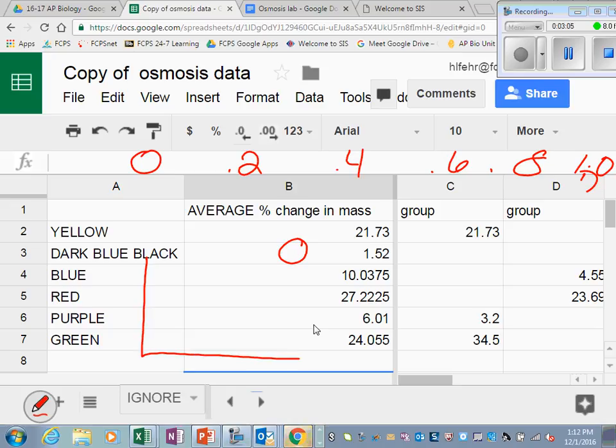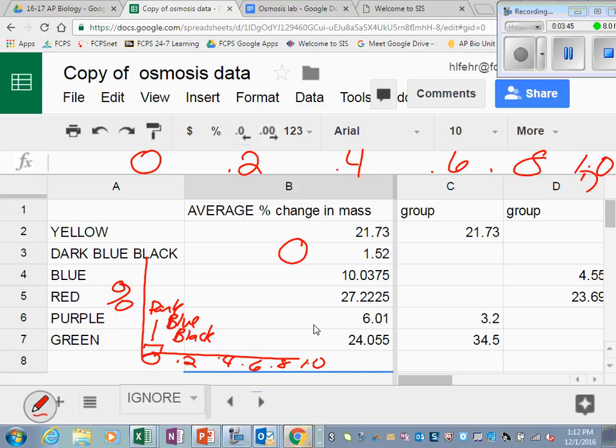How am I going to set this up? The colors go on. No, not the colors. I meant the molarities. I want to put it as 0, 0.2, 0.4, 0.6, 0.8, 1.0, with percent change in mass. Right? Yes or no? Now, because I'm anal retentive and I always want to make sure I get as much information as I can, I would put a mark here that says this is the dark blue black. That way, when I get to the next information, it makes sense.